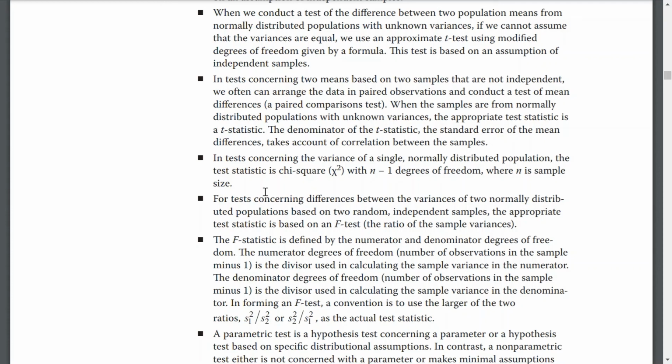In tests concerning the variance of a single normally distributed population, the test statistic is chi-squared, or χ², with n-1 degrees of freedom, where n is the sample size.